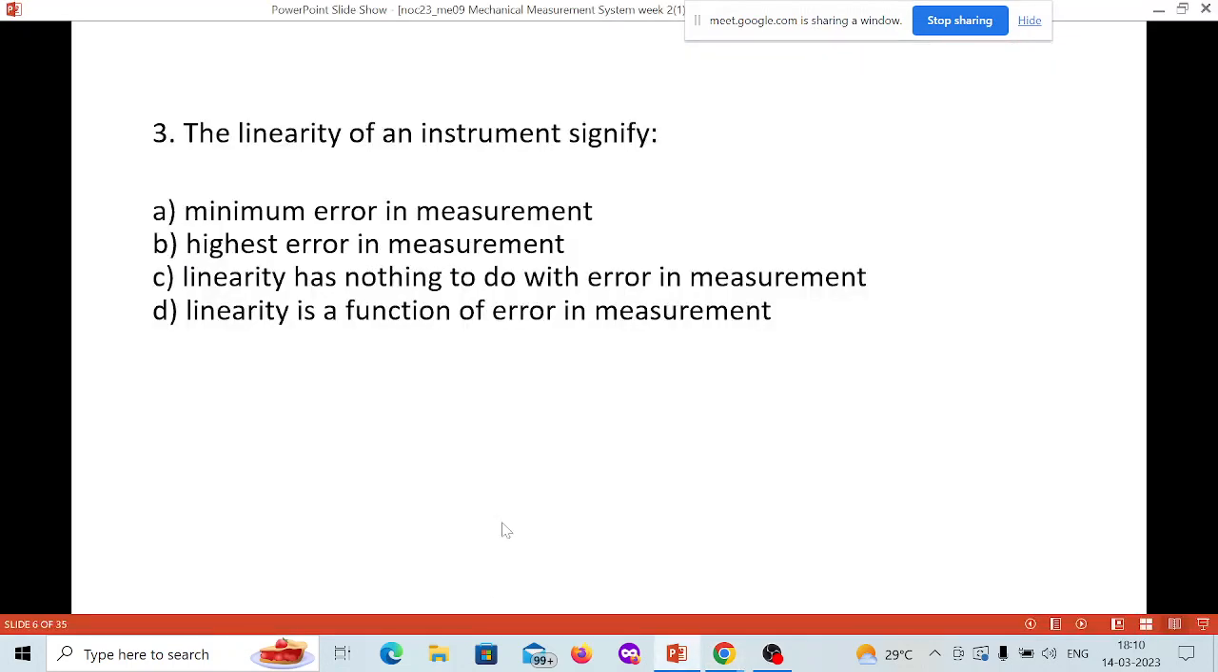So in this case the answer is C. linearity has nothing to do with error in measurement. So the linearity signifies the relation between the input and output of an instrument. So in this case the linearity has nothing to do with the error as such of the measurement. So the option 3 is linearity has nothing to do with the error in measurement.